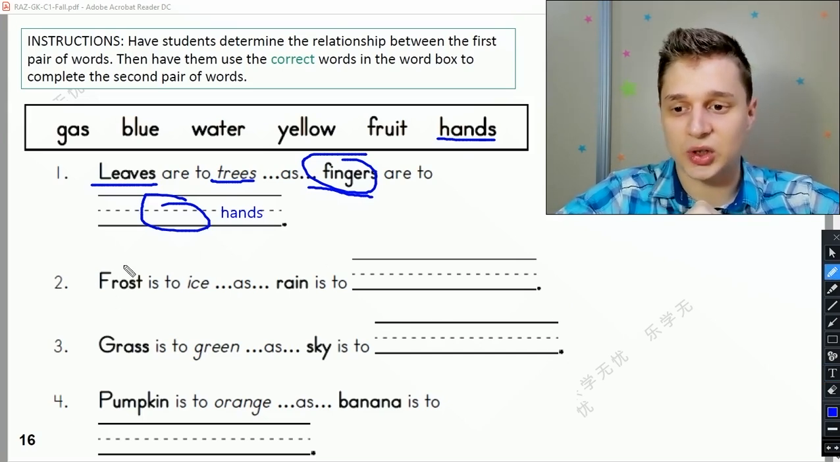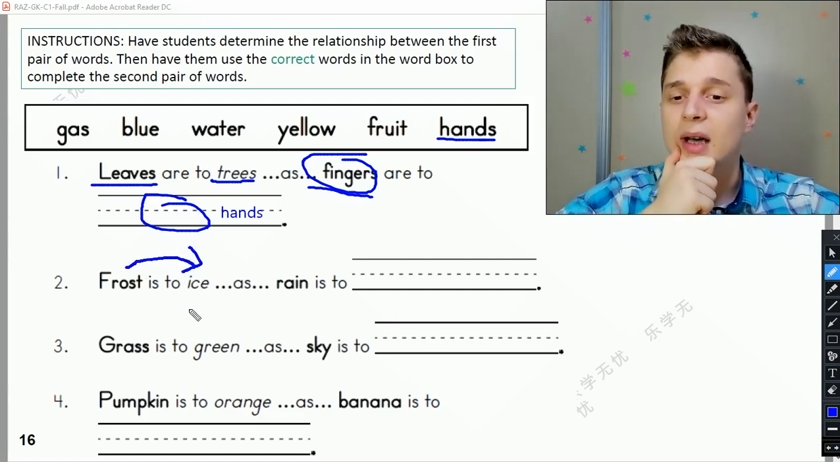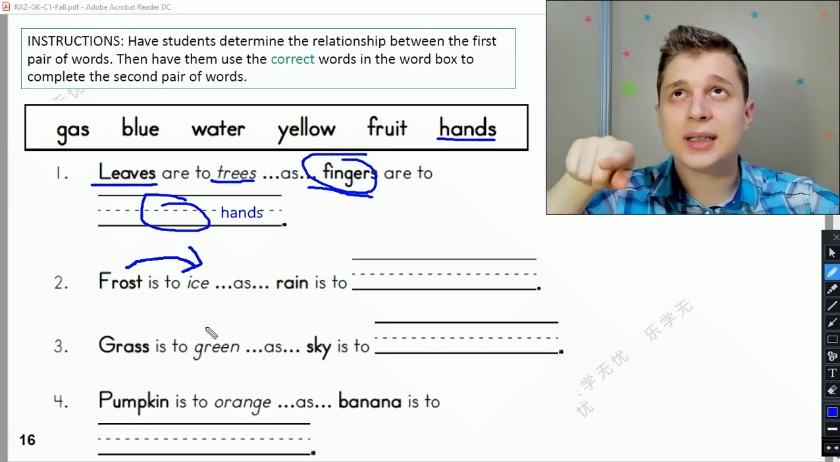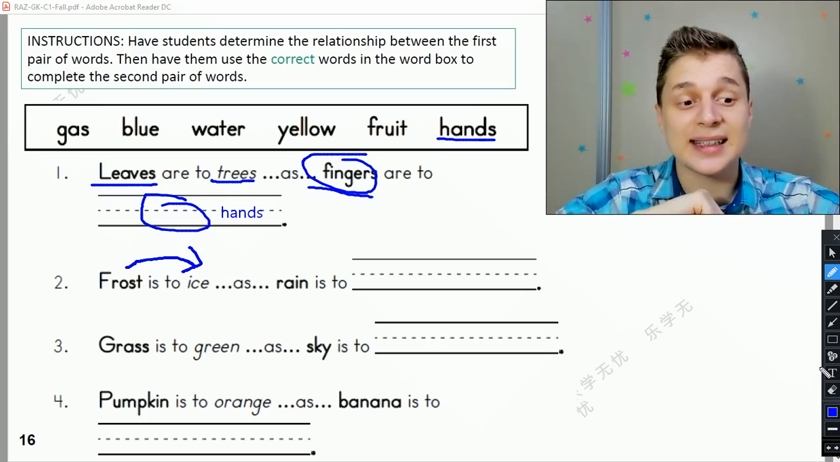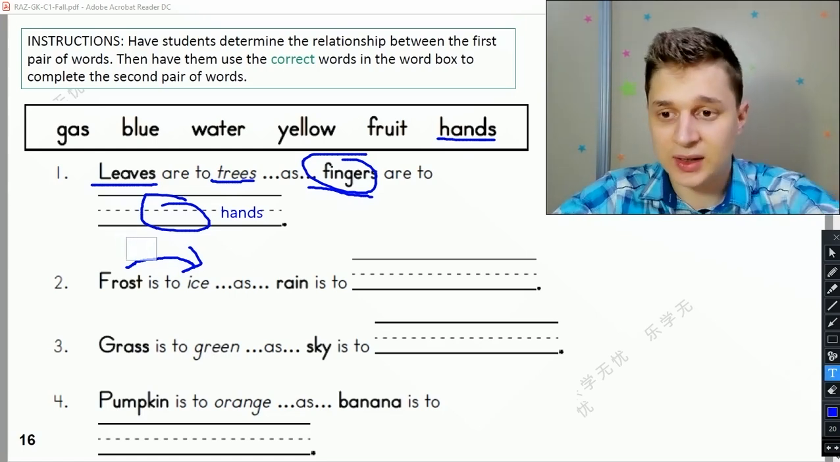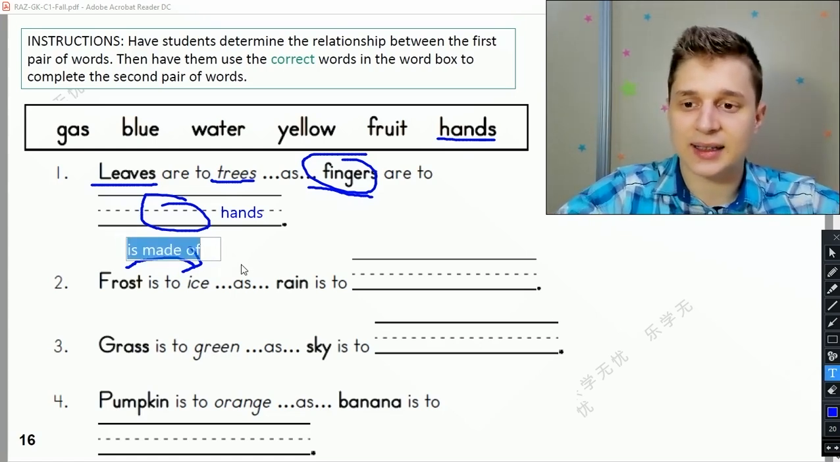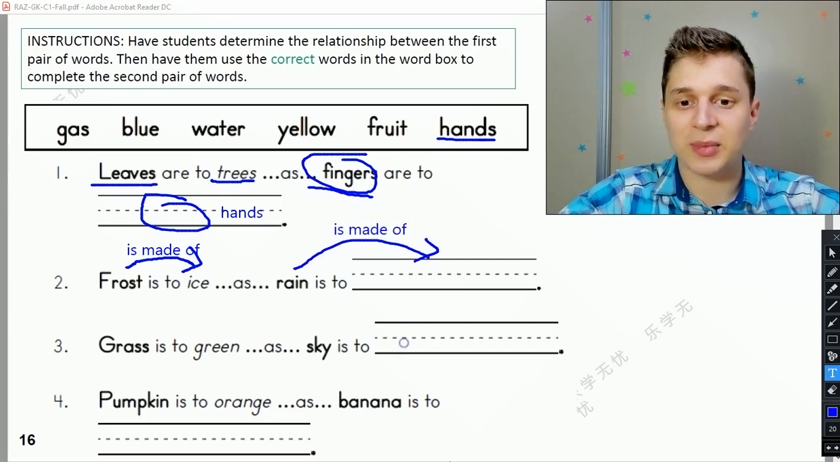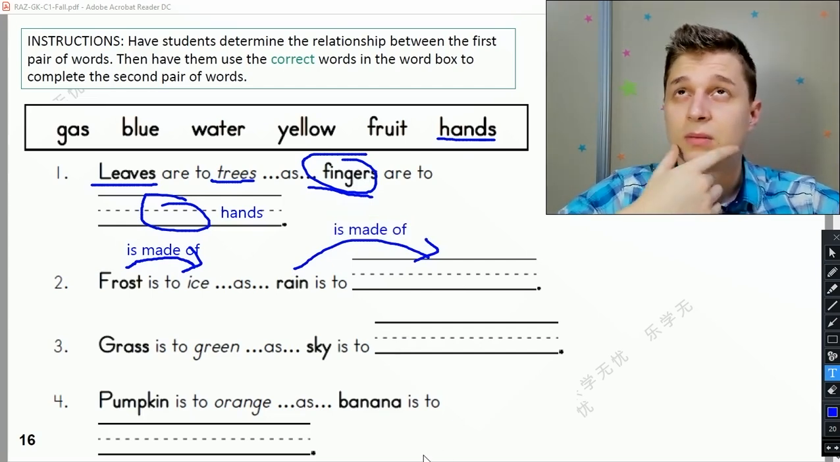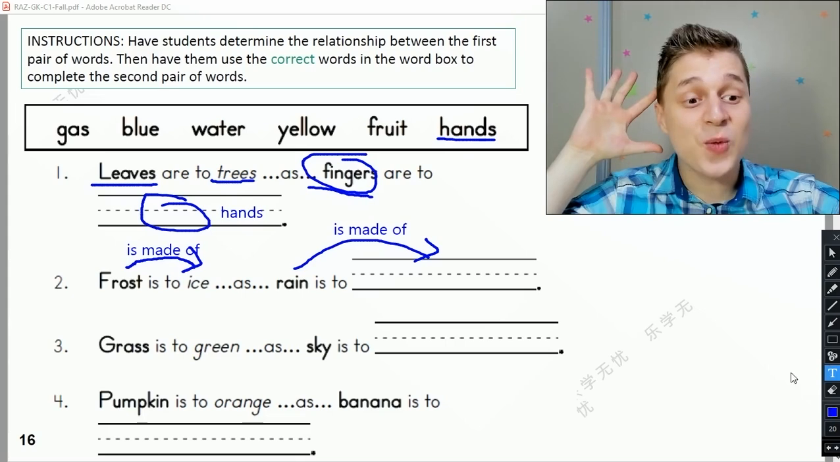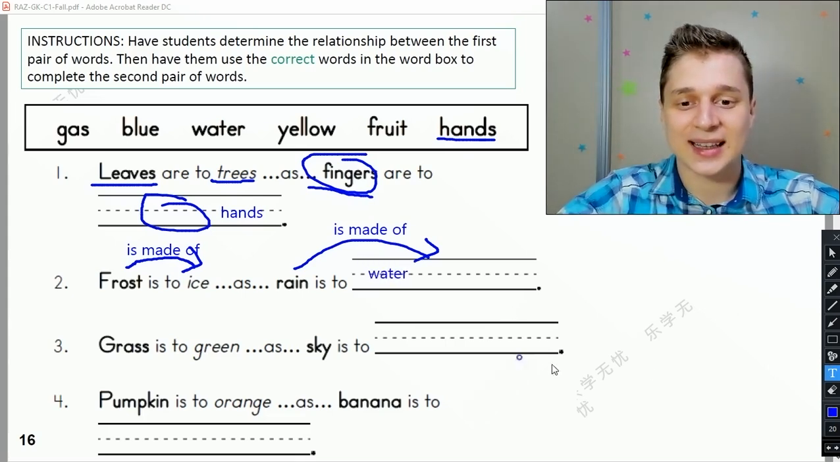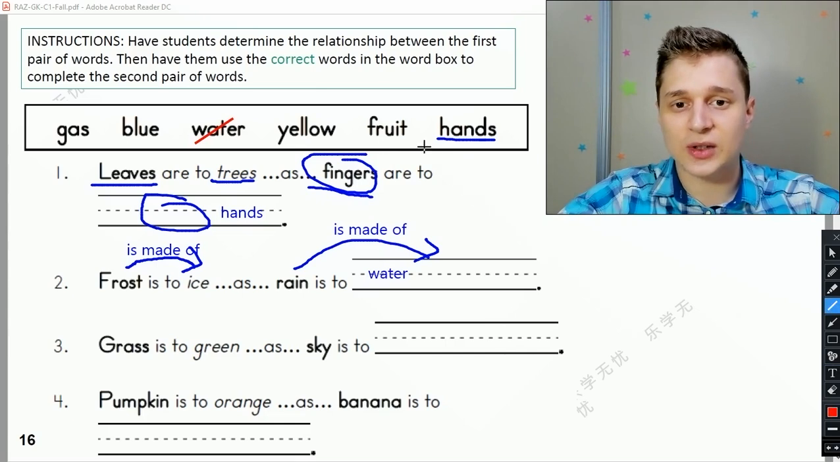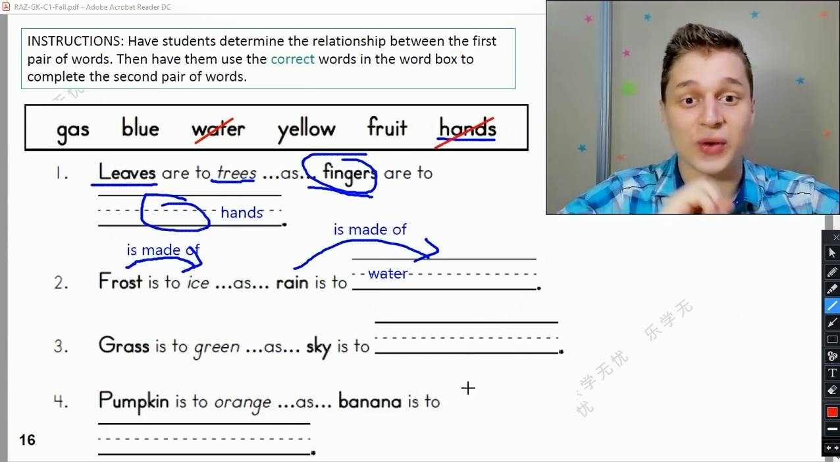Let's find the relationship. Frost is to ice. Frost and ice, well, frost is made of ice. That's our relationship. Frost is made of ice. And now we're just going to do the same over here. Let's use the same relationship. Rain is made of what? Water. Excellent work. There it is. So we can cross these two out, and you guys can do the final two.